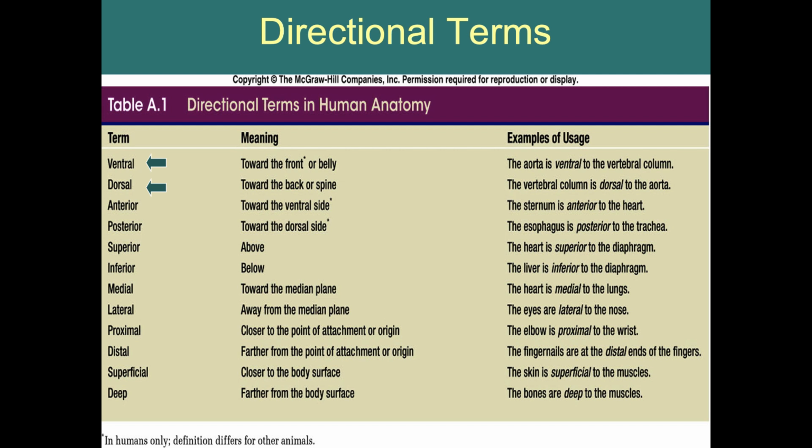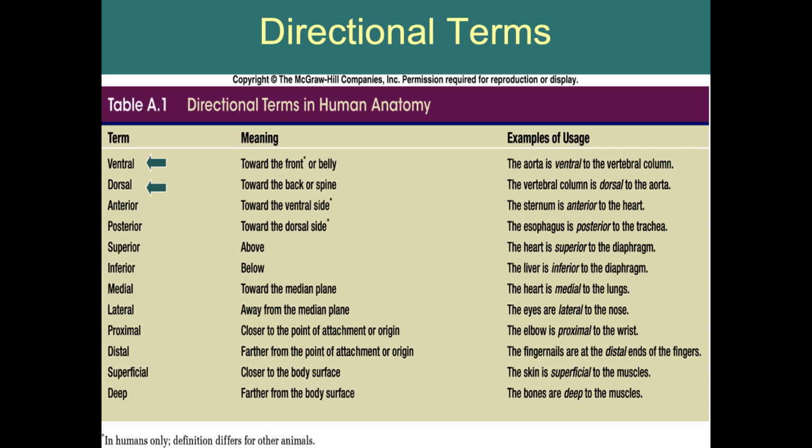When we talk about proximal and distal, you'll notice that these are in reference to the point of attachment. So this is where we would be using these terms on our appendages. So we can say our elbow is proximal to the wrist. It's in closer proximity to the point of attachment or origin, whereas our fingernails are at the distal ends of our fingers. They are farther away from the point of attachment to our bodies.